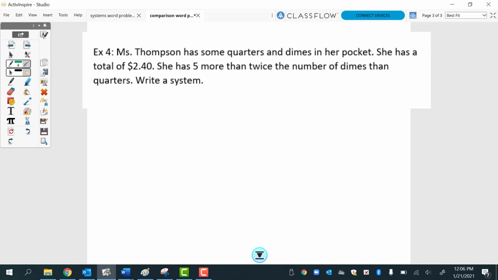One more example. Here we go. Miss Thompson has some quarters and dimes in her pocket. She has a total of $2.40. She has 5 more than twice the number of dimes than quarters. Does that make sense? Yes. Write a system. So I'm comparing quarters and dimes. So I'm going to use Q for quarters, D for dimes.